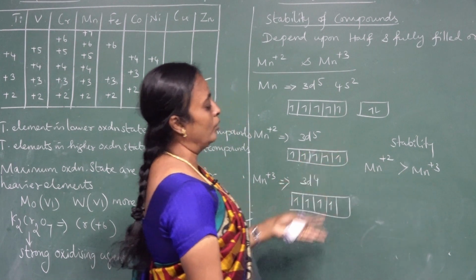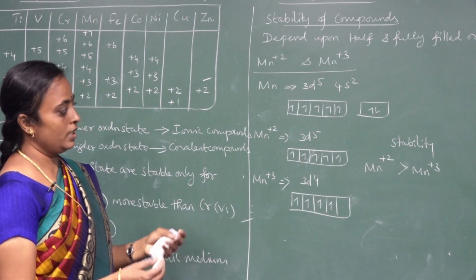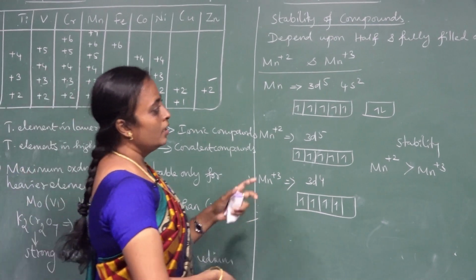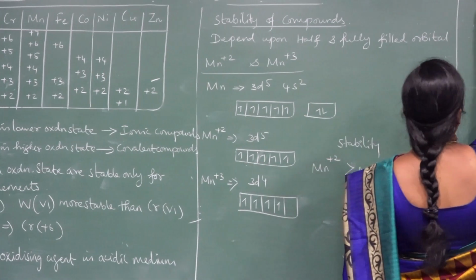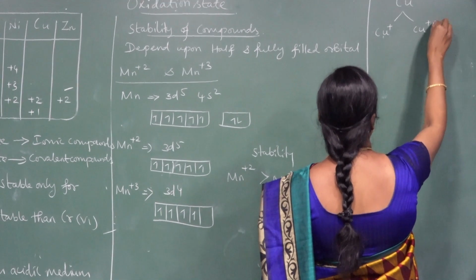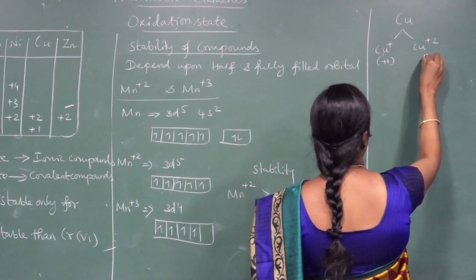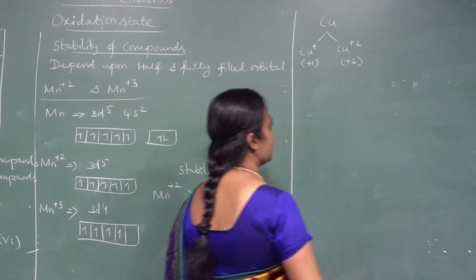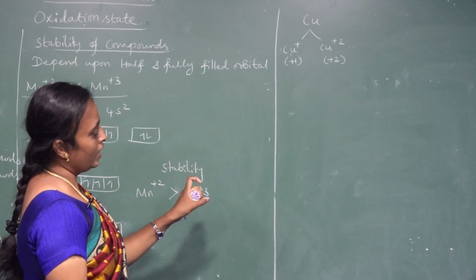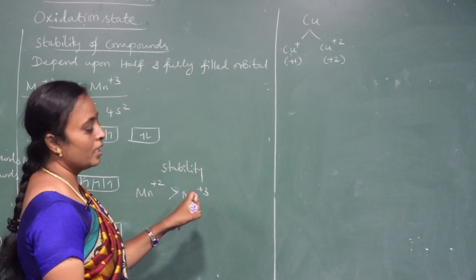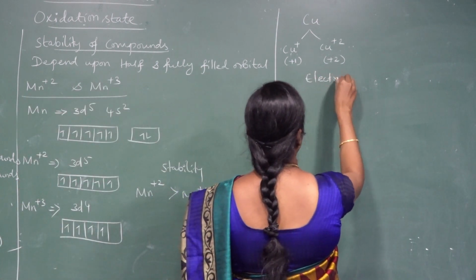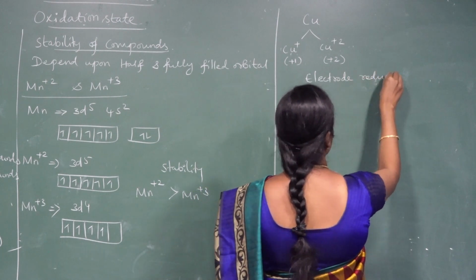Again, one more. Based on that, if you are taking an element with two different oxidation states, for example copper, copper exhibits two different states: Cu+ in the +1 oxidation state and Cu2+ in the +2 oxidation state. For a transition element with different oxidation states, the stability of that metal ion is determined based on the electrode reduction potential.